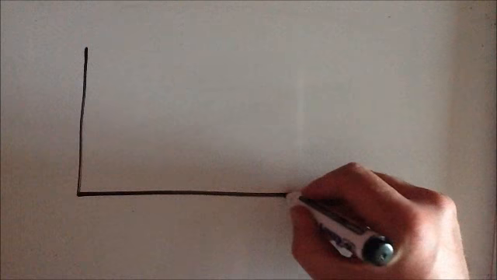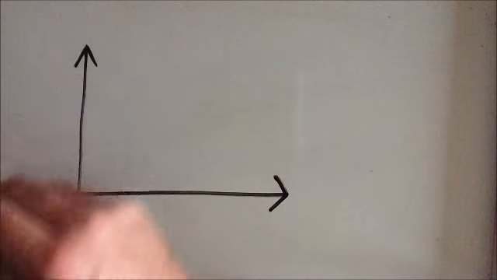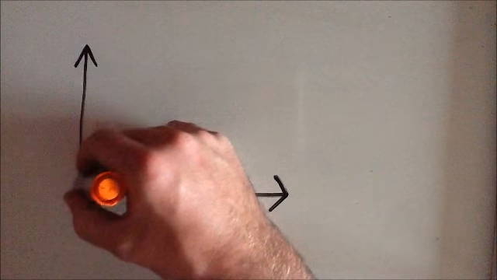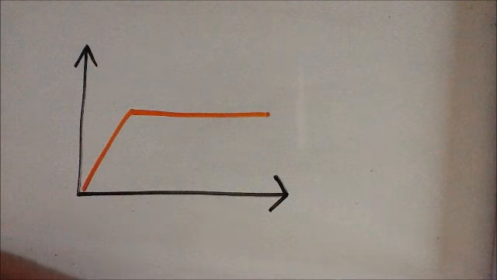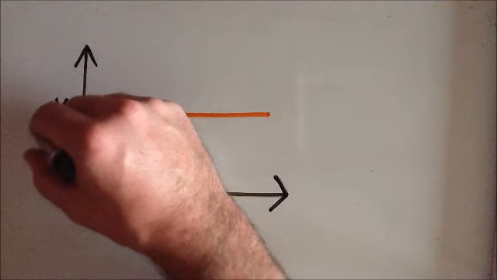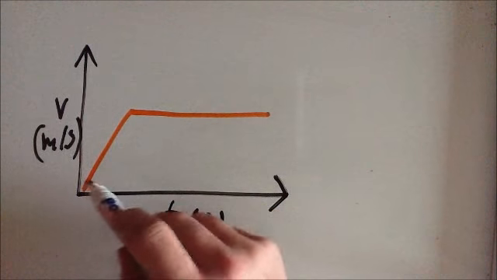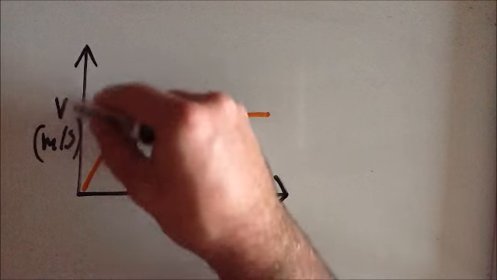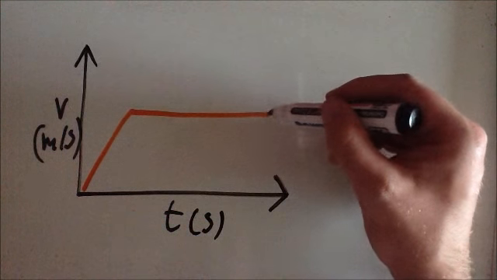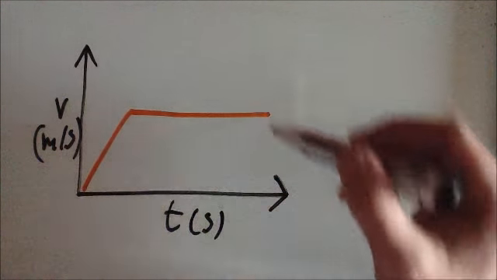Velocity time graphs can be very useful for figuring out what is going on with a motion. So here we have a velocity time graph. Don't confuse it with a distance time graph. Here the object is increasing in velocity over time, and here the velocity is staying constant. We know because it's a straight line.